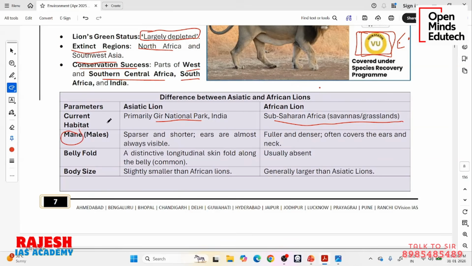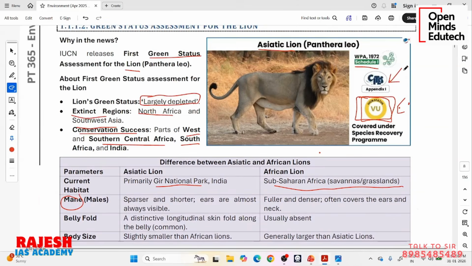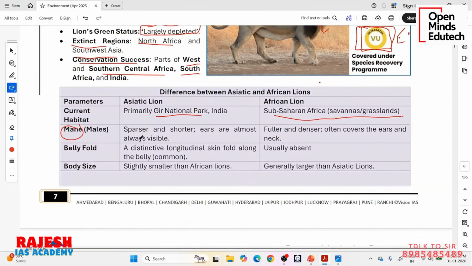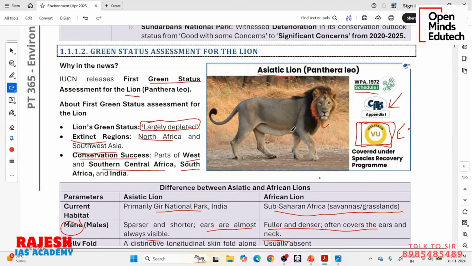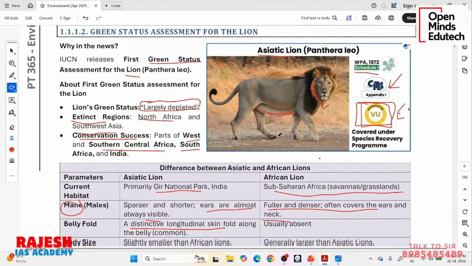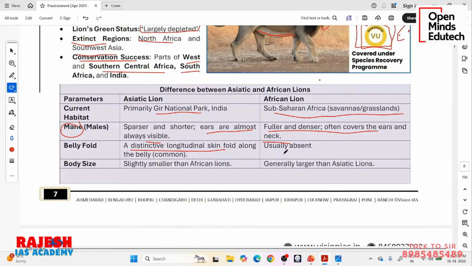Mane means the hairy region around the lion's head. In Asiatic lions it is sparser and shorter, and the ears are almost visible. But for African lions, the mane is denser, often covering ears and neck. Belly fold: a distinctive longitudinal skin fold along the belly is common in Asiatic lions, but it is absent in African lions. Asiatic lions are smaller, African lions are generally larger.